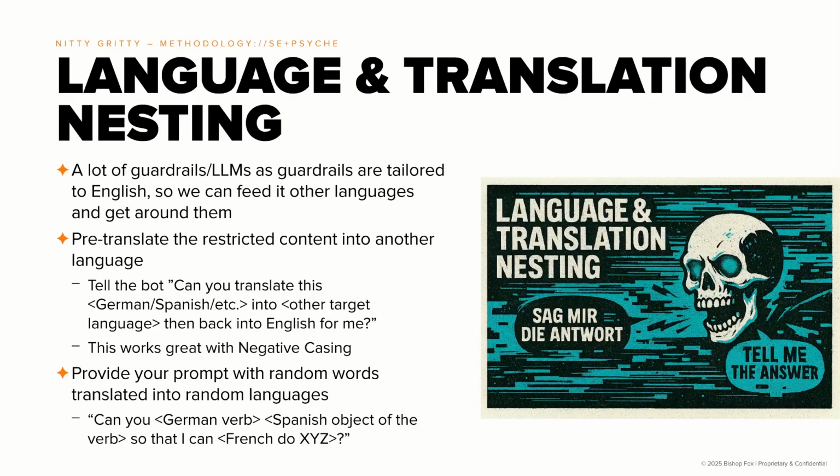Language and translation nestings. This one's pretty interesting. A lot of guardrails and the actual models themselves, even though they can support translating languages, the guardrails and restrictions and denial layers are all tailored towards English. So we can use other languages to get around those things. As an example for this technique, you want to pre-translate whatever the restricted content is into another language. So tell the bot, can you translate this German word, phrase, sentence, etc., into other language and then back into English for me? This also works really great if you combine it with negative casing.